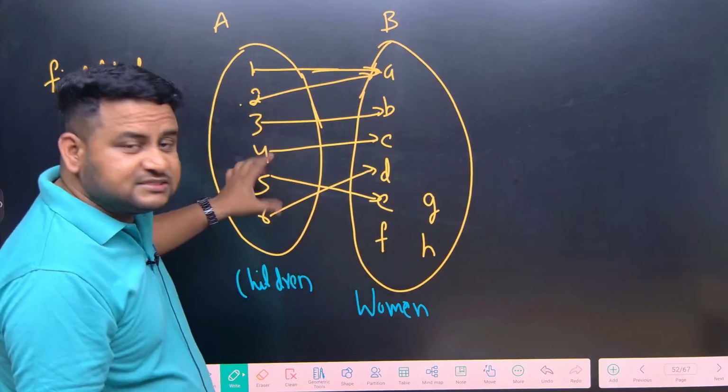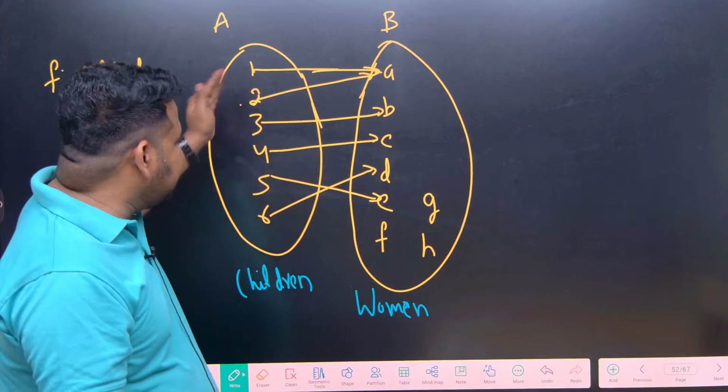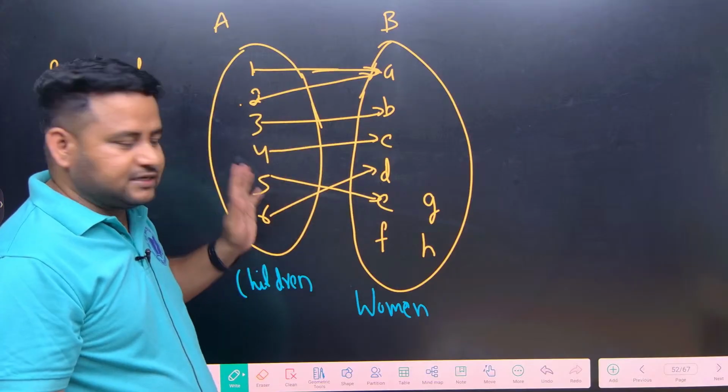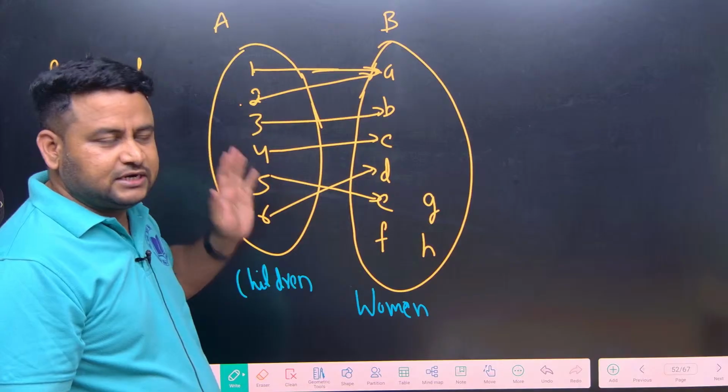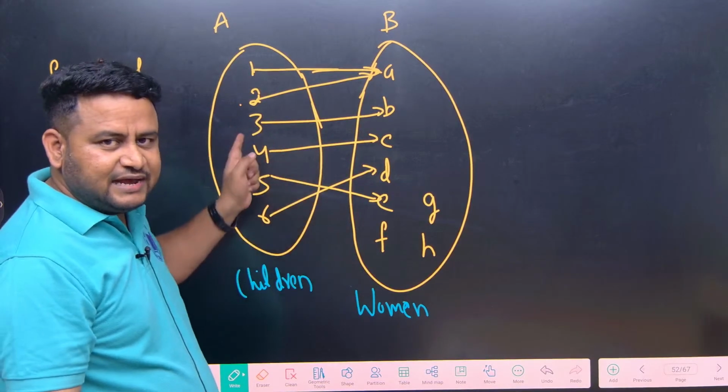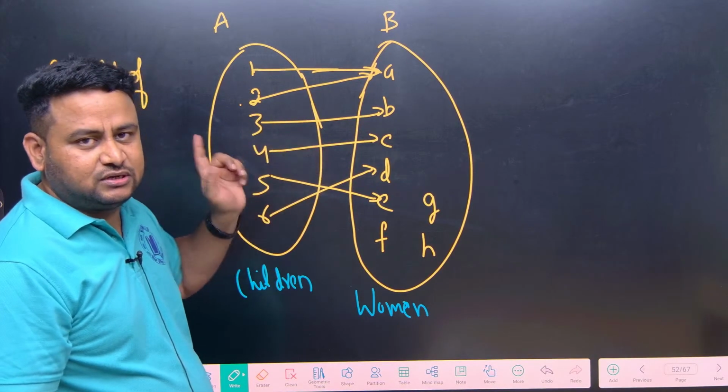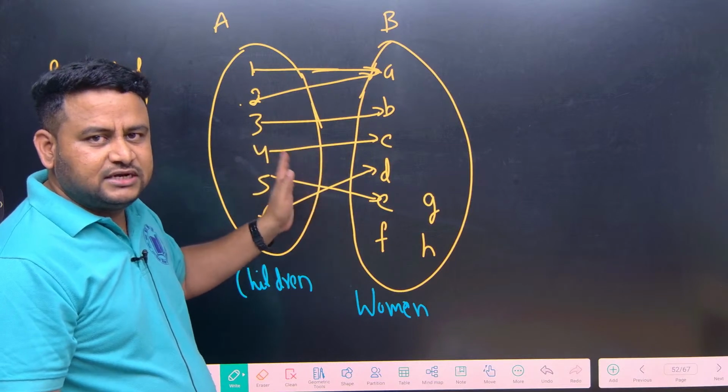But every element in set A definitely must be connected. Okay, clear? So every element in set A must be connected. Got it? So that is the first condition, and every element in set A must have a unique connection. It should have a unique connection, that is, a unique image.